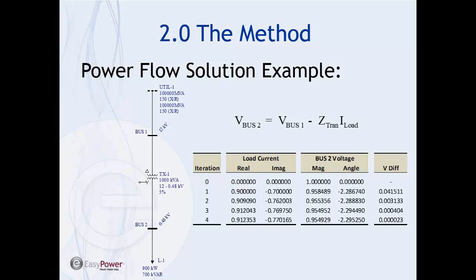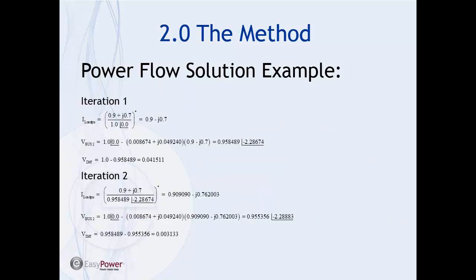And if you look at the column called VDIF, it goes down from 0.041, 0.003, 0.0004, 0.4023. So when that gets to be a small number, we say, yes, we have an adequate solution. I've actually performed a couple iterations here with the numbers.